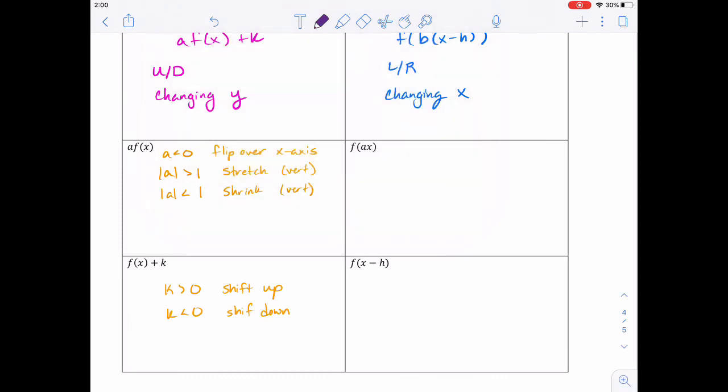For our horizontal transformations, that a, or let's actually call it b, on the inside, if b is less than 0, then we are going to flip over the y-axis. Think about if we have a graph, if we flip left, right, we're flipping over the y-axis. If the absolute value of b is greater than 1, if it's a big number, then we're actually going to see a shrink. This is a horizontal shrink. If that number is less than 1, we're going to see a stretch.